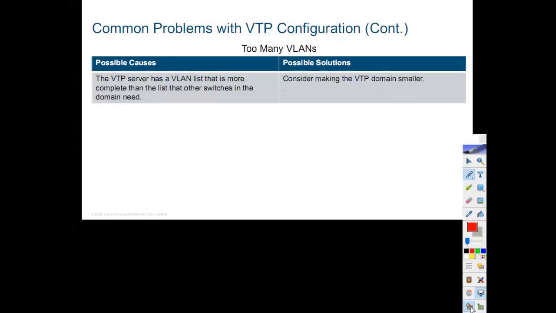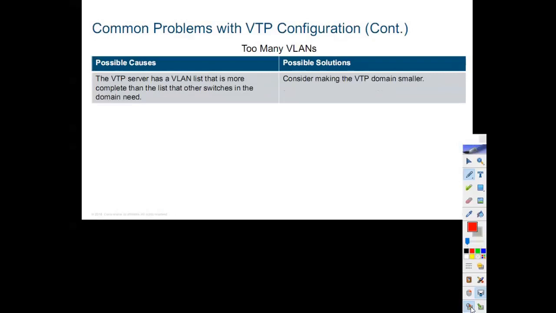Too many VLANs. Because the server has a VLAN list, and they're supposed to be synchronized or send an update down to the client. And the client must have identical VLAN ranges or the VLAN database with the same configuration revision number. And if there are so many switches that updates have to travel through, and it's too big, 7 is your maximum. If you have more than that, some of the switches way out there on the 8th or 9th hop may not make it here.